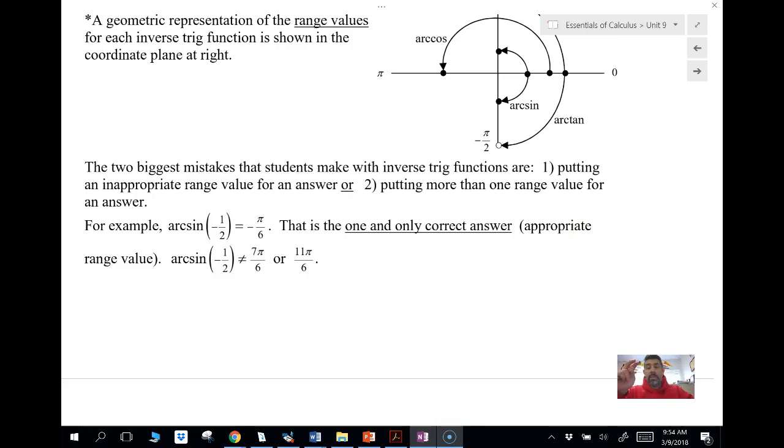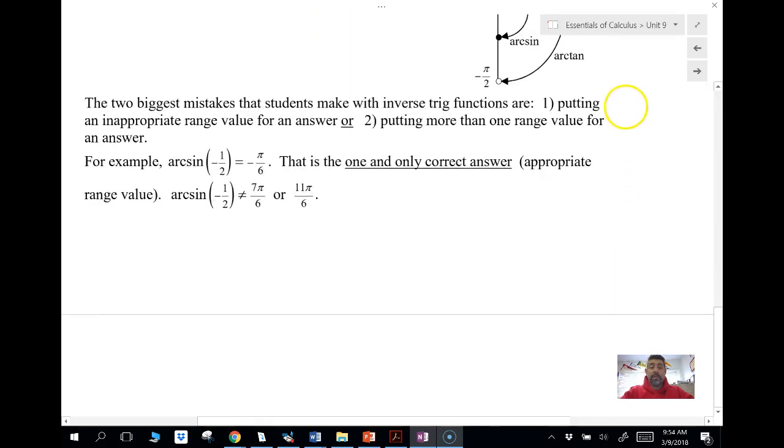Students make 2 major mistakes. If they make mistakes, here are the most common ones. They put the inappropriate range values for their answer, or they put more than the right answer for one range value that you have. Now, for inverse trig, you only have one answer. You don't have 2 or more answers in 0 to 2π. You can only have one answer because of the range restriction.